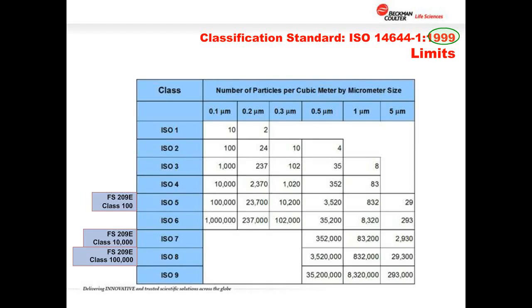So currently, this is a chart you would find, well, I should say currently in the 1999 version, which was current up until December. And this table basically defines the ISO classes 1 through 9 and the 6 different sizes that you can use as standard to define those rooms. You don't have to use all sizes for a particular zone, just the ones of interest.